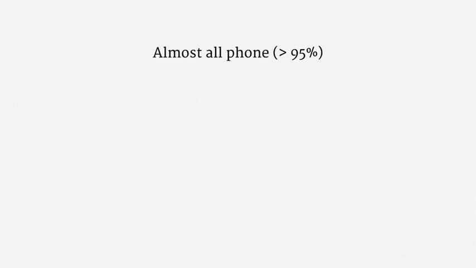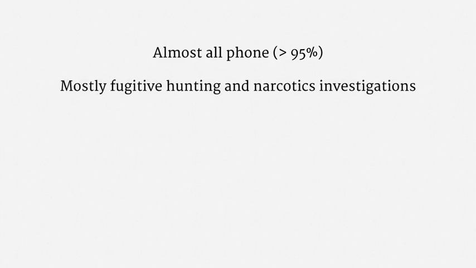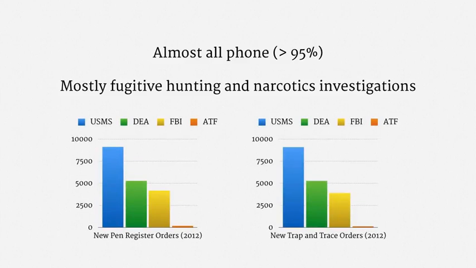Let me share a couple other observations. First, pen traps remain overwhelmingly a telephone surveillance tool. They have been increasingly applied to information technology, but that's still a small minority of orders. Second, federal pen traps are mostly used for fugitive hunting and for narcotics investigations. That's reflected in the breakdown of how federal law enforcement agencies use pen traps. The Marshals Service is far in the lead, followed by the Drug Enforcement Administration, then the Federal Bureau of Investigation, and the Bureau of Alcohol, Tobacco, Firearms, and Explosives is a blip.